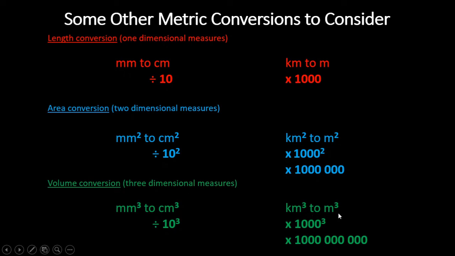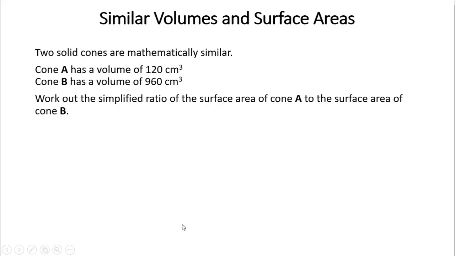And kilometers cubed to meters cubed, we multiplied by 1,000 cubed, so that's 1,000,000,000, 9 zeros. Okay, we don't need to go through all of the conversions. The idea is there. One-dimensional, use the normal conversion. Two-dimensional, use that conversion squared. Three-dimensional, use that conversion cubed.